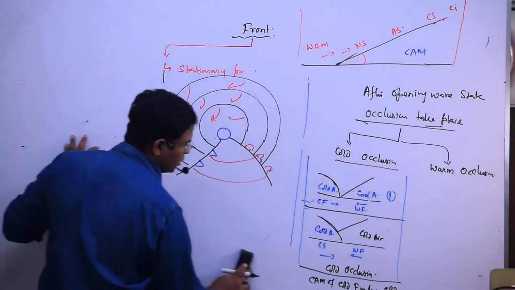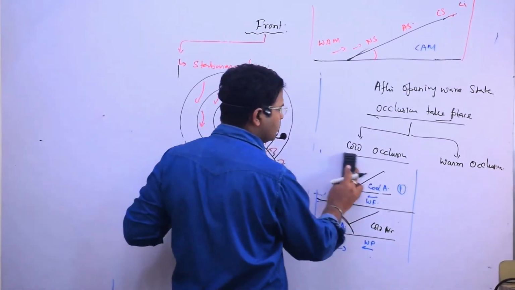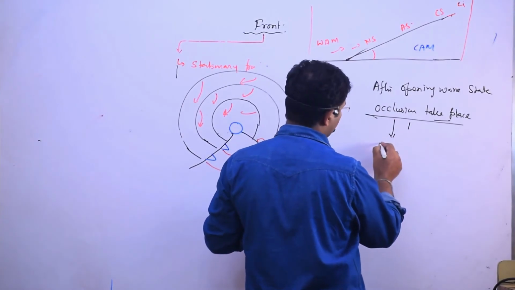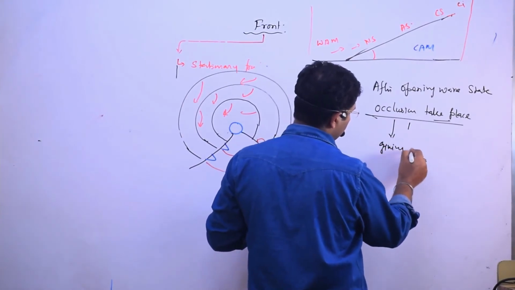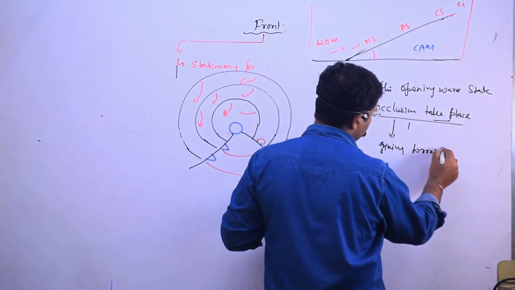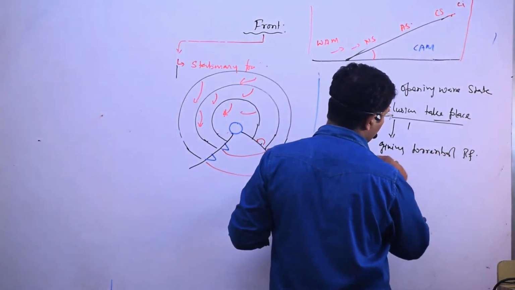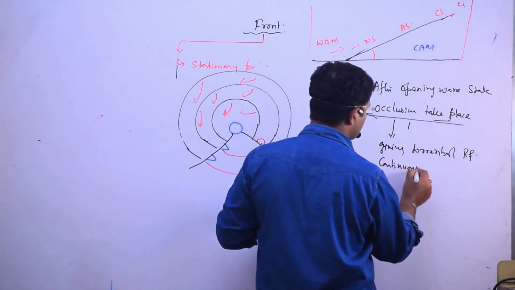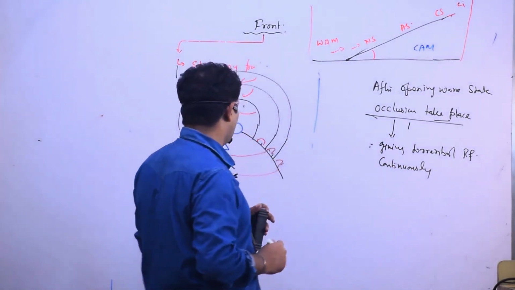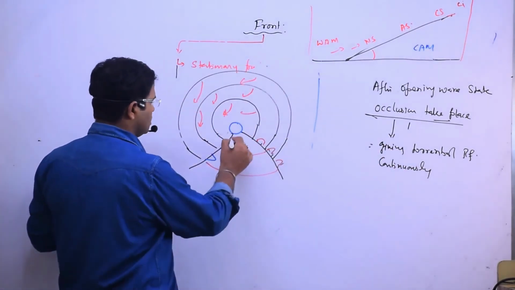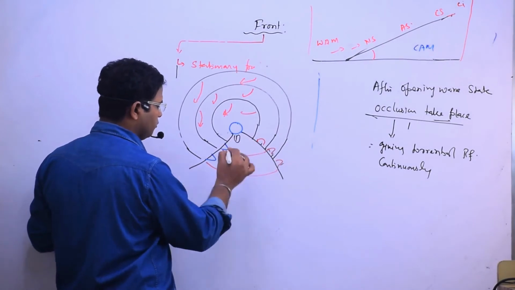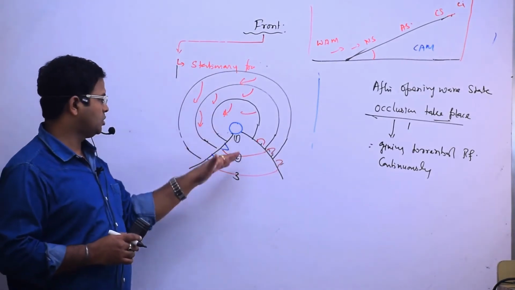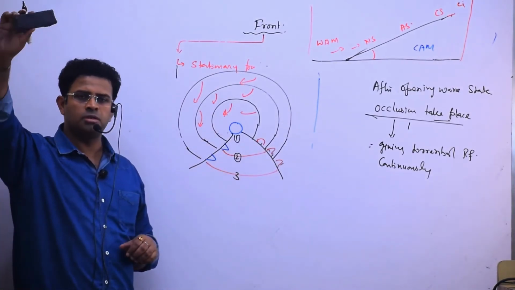And both will give what? Torrential rainfall. These two occlusions will keep on giving torrential rainfall continuously. Now tell me, according to you, where I am talking about two regions, 1, 2, 3, which region will get occluded first?